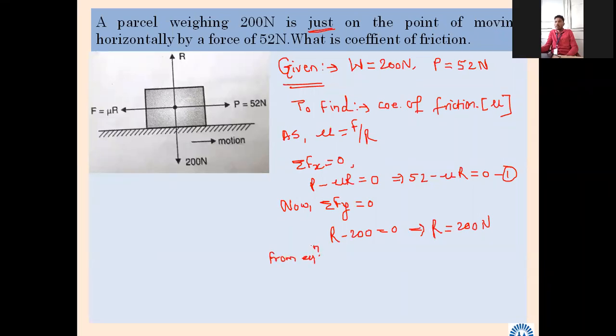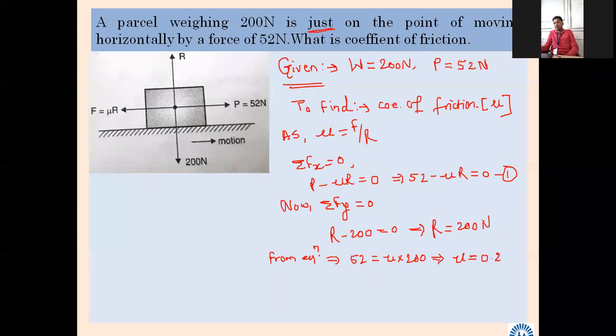Therefore, from equation 1, what will you get? Just check. From equation 1, 52 equal to mu into R. R is known, 200. Just check. So which implies mu is equal to किती येते बघा? Which implies mu is equal to 0.26.